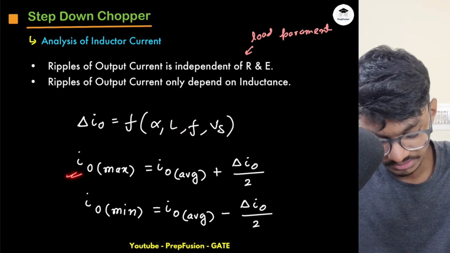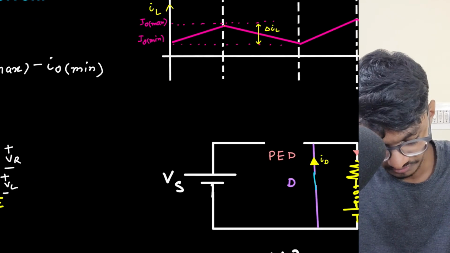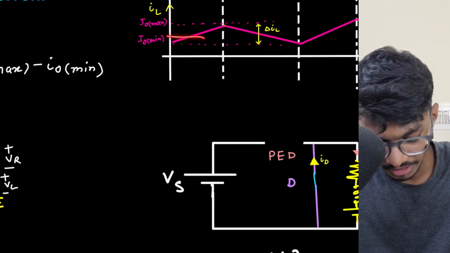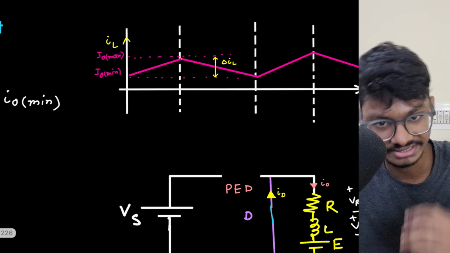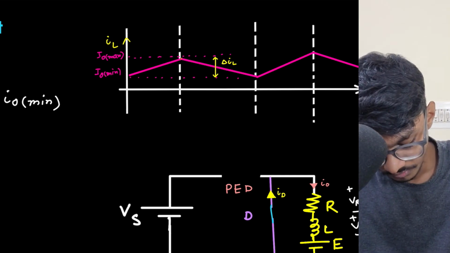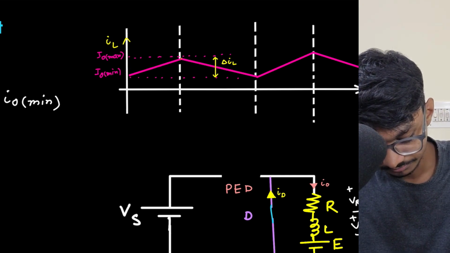Now what is my IO max? IO max is this maximum value. If my IO average is somewhere around here, exactly in between the ripple, then IO max will be somewhere around here.